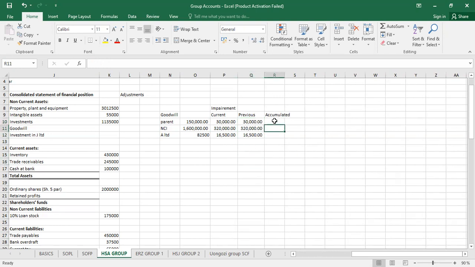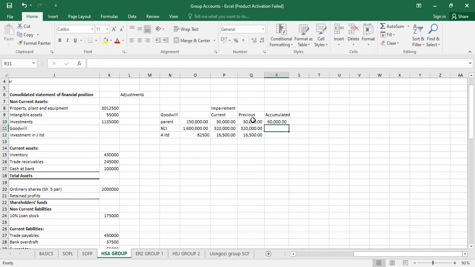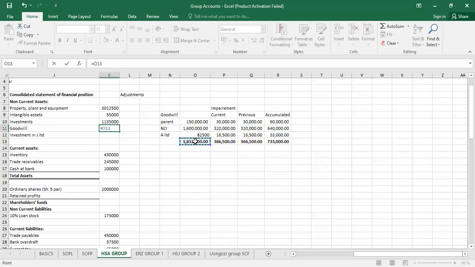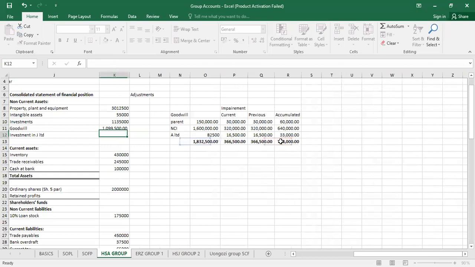So the accumulated goodwill here will be equal to the current plus the previous one. Then I just drag down. Here I'll do Alt equals, Control Enter, Control Bold. Then I drag left, isn't it? So this goodwill here will be equal to this value minus the accumulated one, isn't it? The net goodwill that will go to the statement.